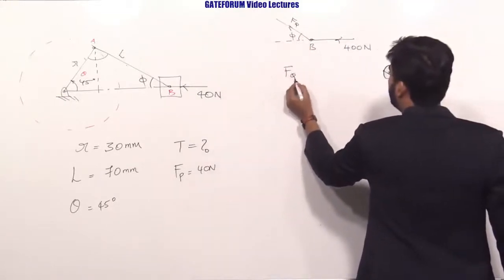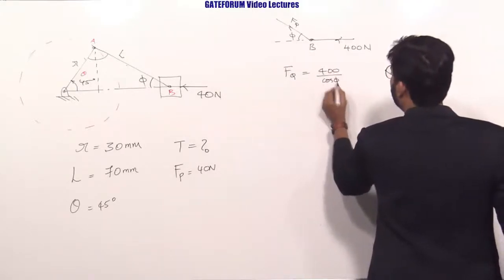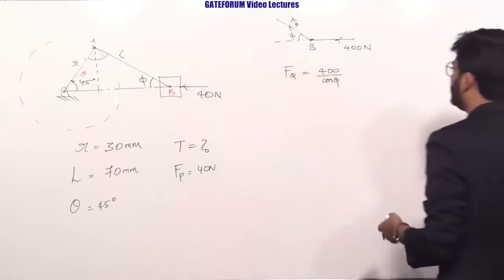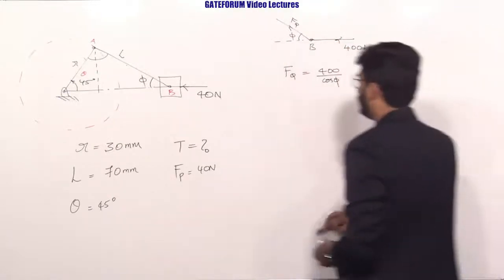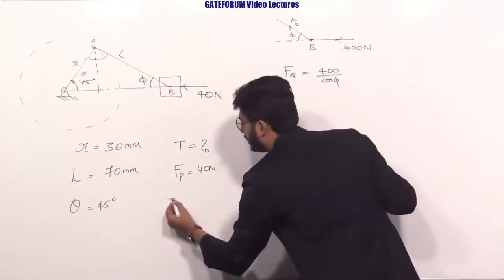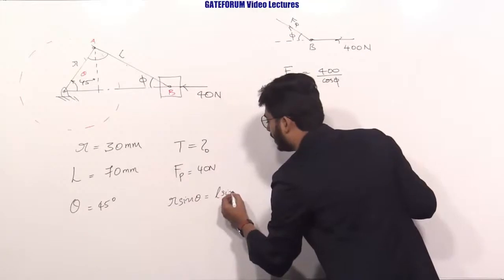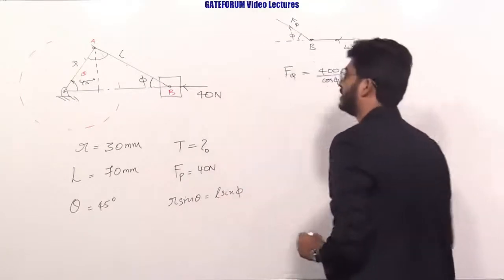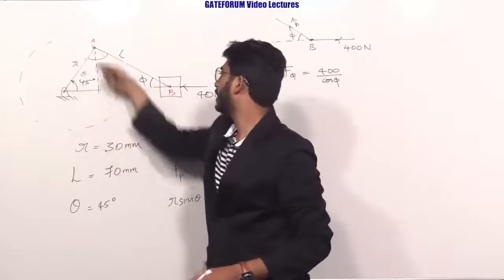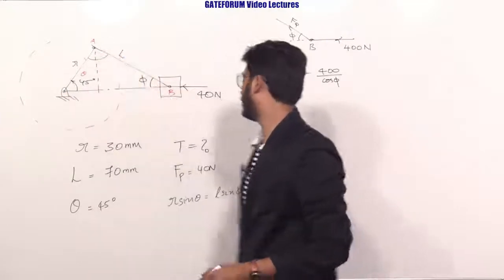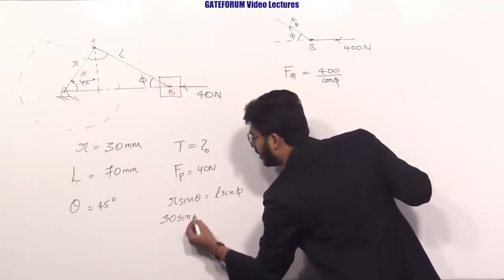So FQ cos phi is equal to 40, which means FQ is equal to 40 by cos phi. For calculating phi, I need this relation, that is R sin theta is equal to L sin phi. This opposite side is equal for this triangle and the big triangle. So I can write this as 30 into sin 45.